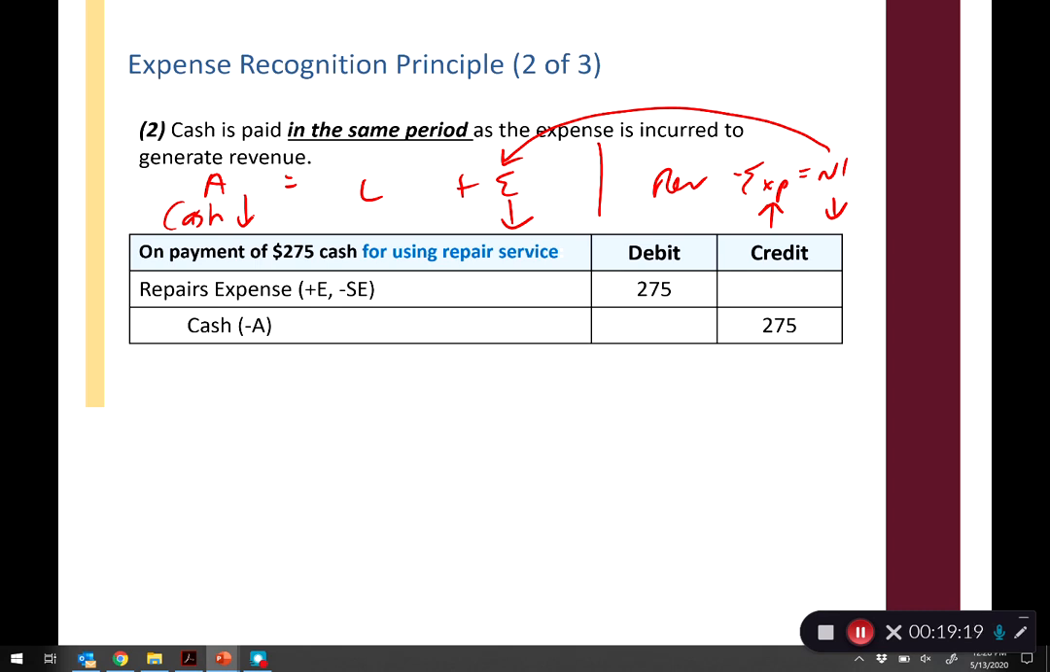So expenses are just a record of what we've used up over time. We're giving up the asset as a result of incurring that expense. So it's not the expense that goes away. The expense keeps accumulating. It's the assets that go away when we pay for that expense.